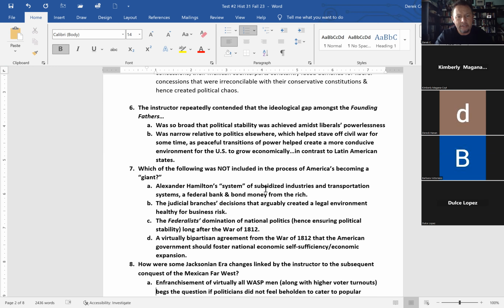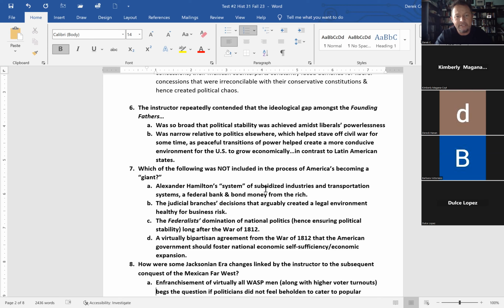And then look at the bottom one, a virtually bipartisan, right? So bi meaning both or two, both liberals and conservatives at the end of the War of 1812. They came to a consensus in the name of patriotism after we fought the British again in the War of 1812, that we needed to become an economic self-sufficient giant. And so even the liberal Democrats voted for the maintenance of Hamilton's system, his economic system.